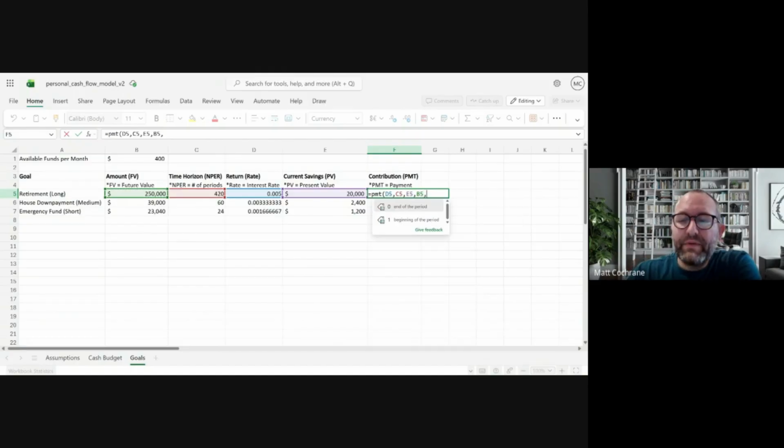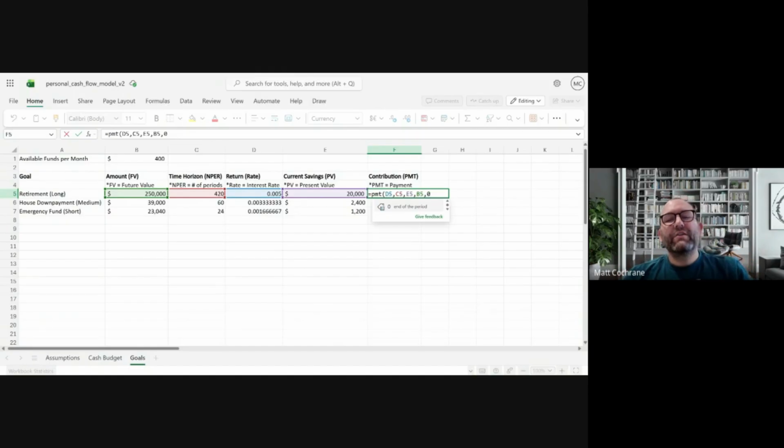And type relates to, are we starting the savings at the beginning of the period or at the end of the period? And we're going to say at the end of the period because, you go through the month, you have all of your different expenses, you have a certain amount that's remaining, that $400, and then you make that contribution. So 0.